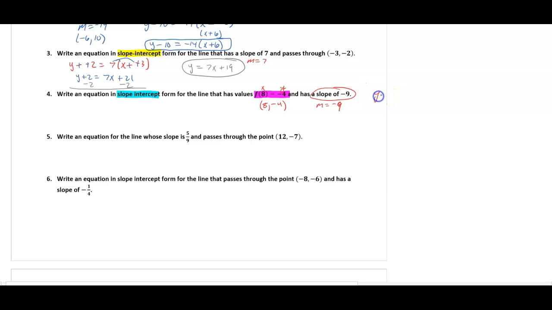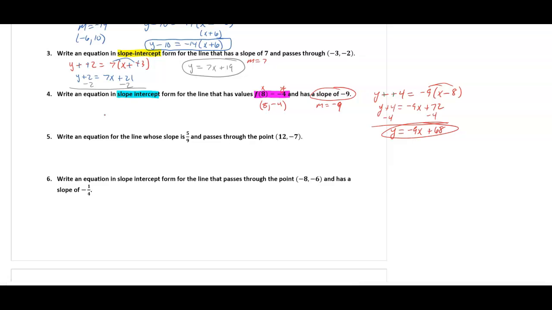So we start with point slope form. Y minus y1 is negative 4 equals negative 9 times x minus my x1 is 8. I do have to bling bling here, so that becomes y plus 4. But now, since I'm writing it in slope-intercept form, I'm going to distribute the negative 9. So y plus 4 equals negative 9x plus 72. Go ahead, subtract the 4, and y equals negative 9x plus 68. And that would be the slope-intercept form for that line.